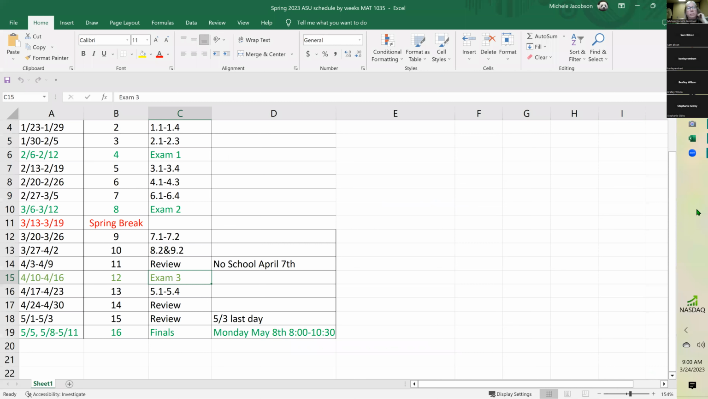The exam was moved 1 week. I don't know if I put this up yet. I'll make a note and make sure I did after class. But since there's no class on April 7th, I just moved the exam to the following Friday. And then your final is May 8th at 8 a.m. Any questions?